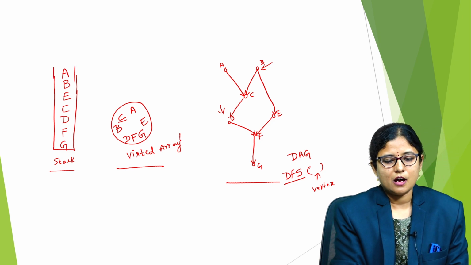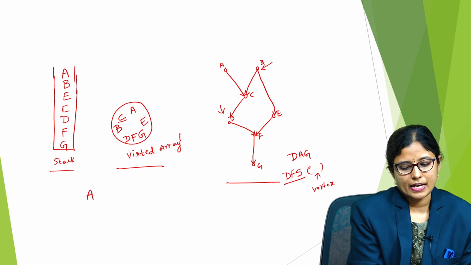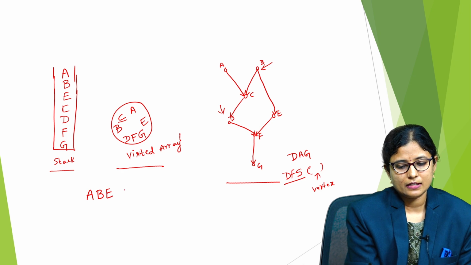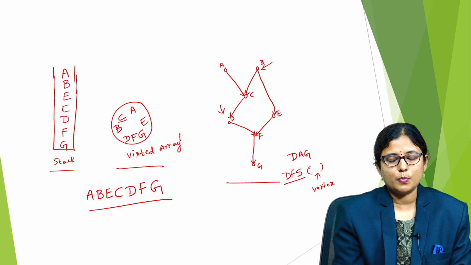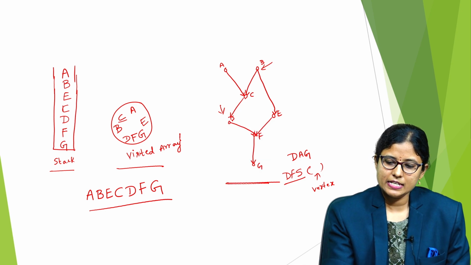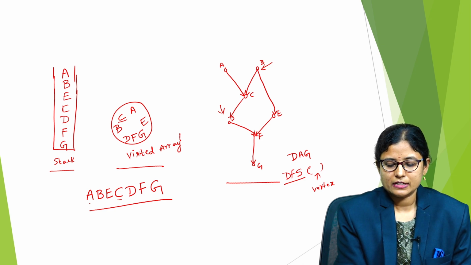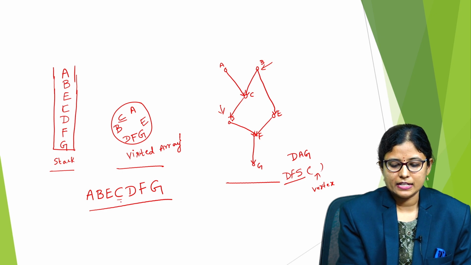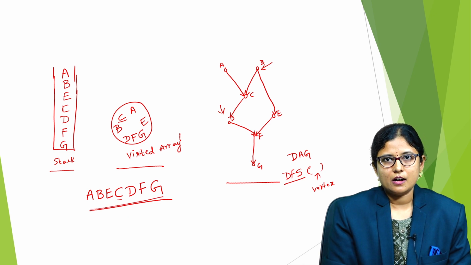According to the algorithm, after the stack is full, pop out the elements one by one. A, B, E, C, D, F, G. This is the topological sorting order of this graph. You can see here, C is dependent on A and B. So the order A, B should come first, and then the vertex C will come. Like that, this is one of the topological sorting orders using DFS, depth first search.